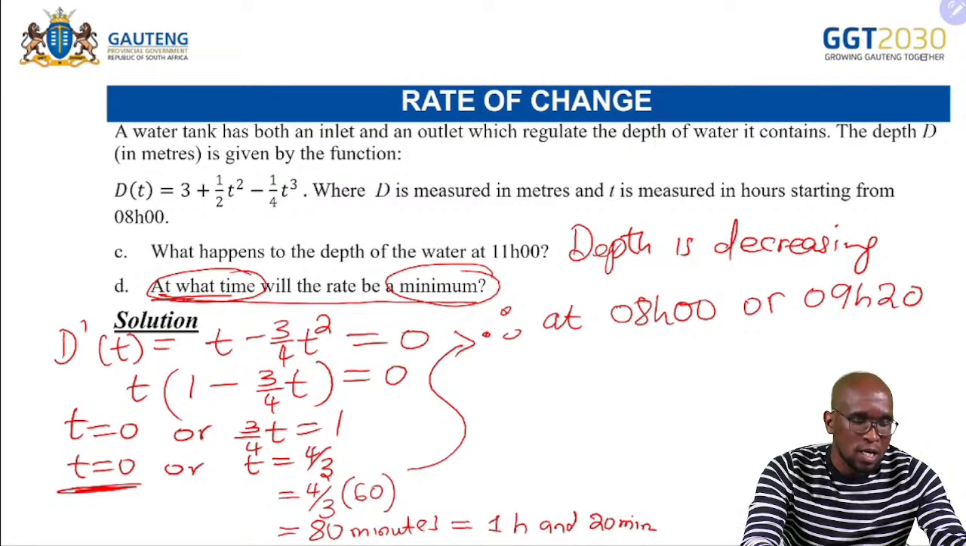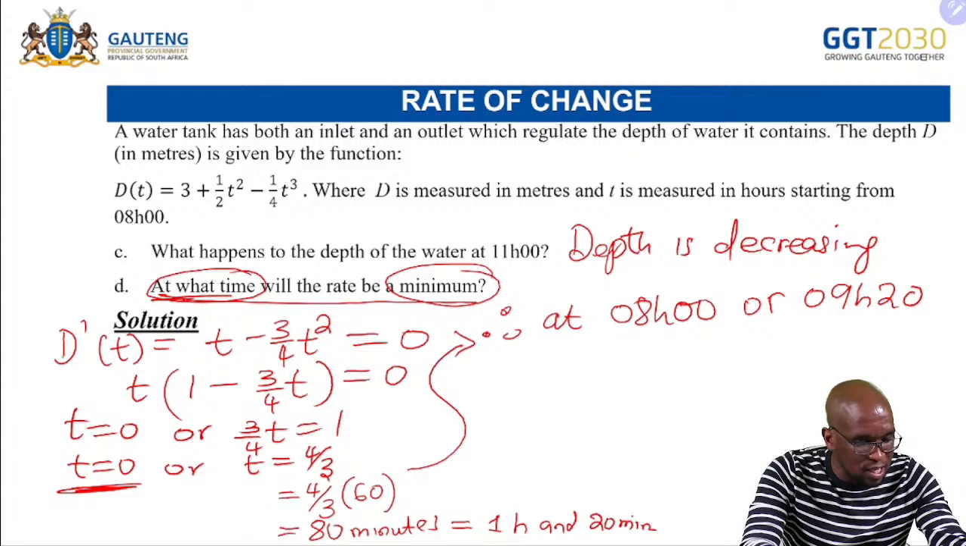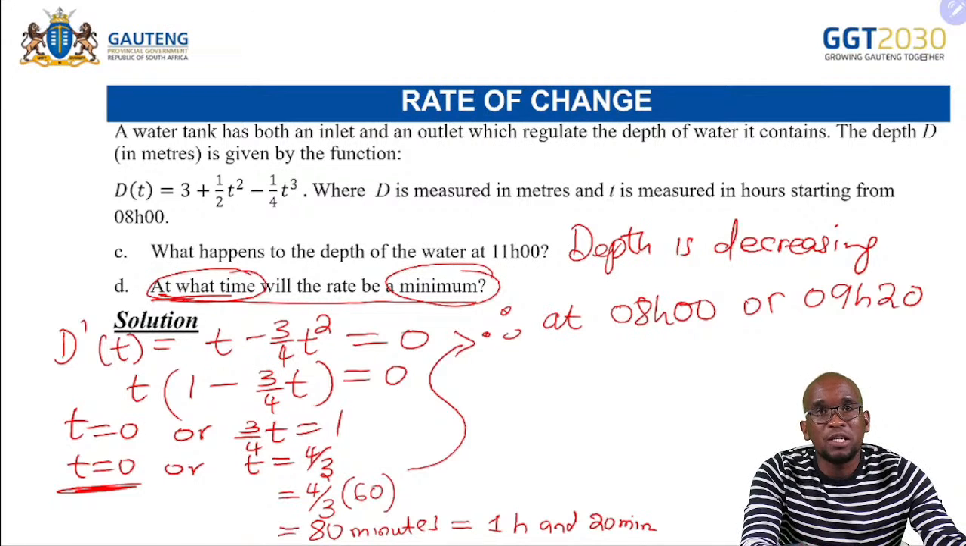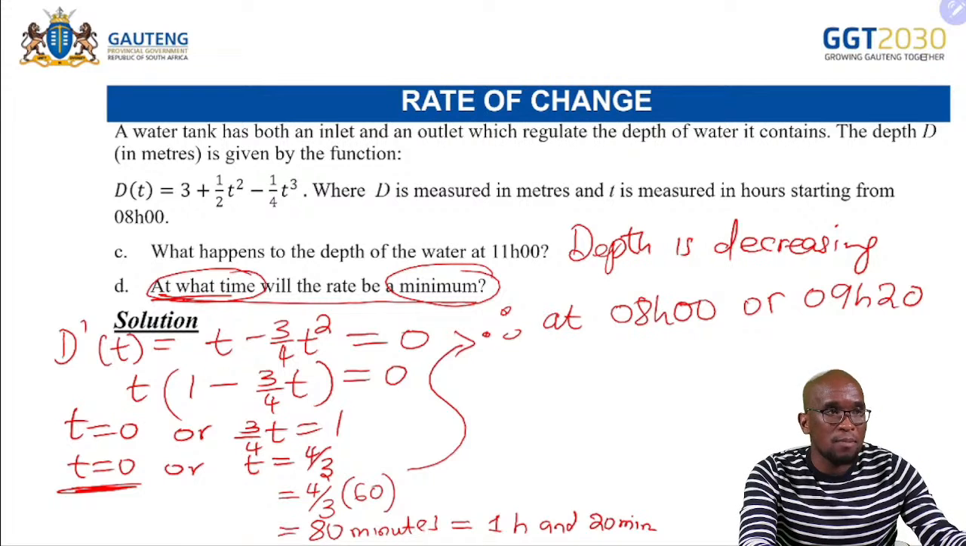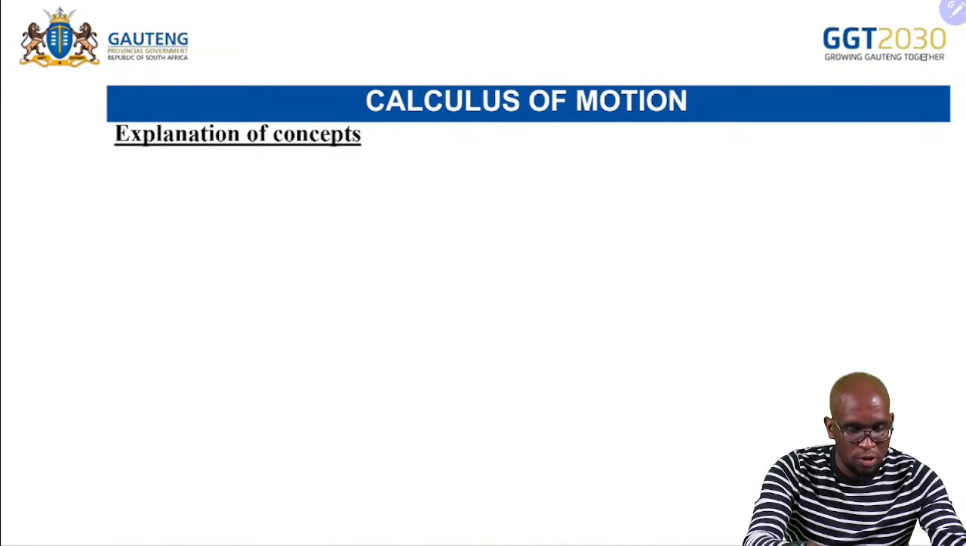So the trick here was that you were given the starting time, and the question said at what time. The question did not ask after how long, it asked at what time. So we needed to go back and check the starting time as well as the time that it took for us to be able to work out the solution to that particular question.